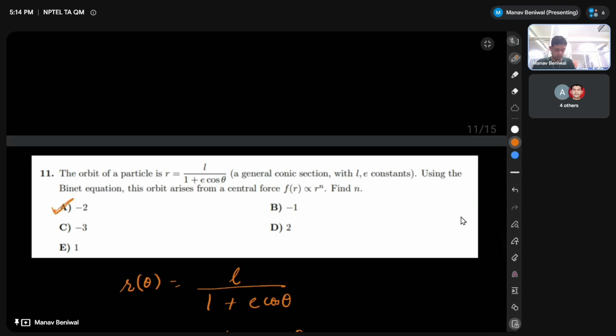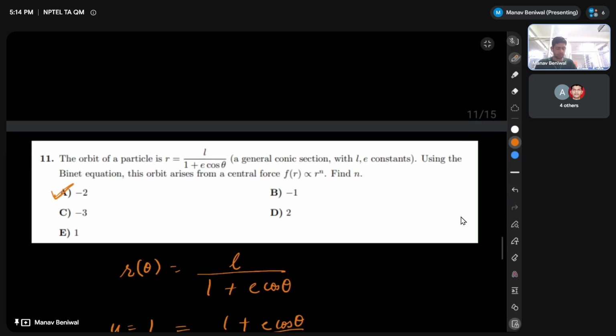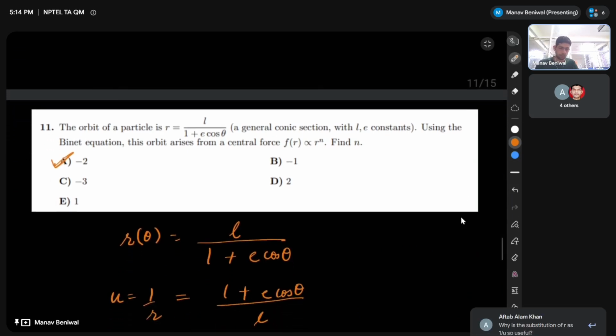Option A, right? Find n. Why is the substitution of r as 1 by u so useful? Okay, so that helps us in mathematics.